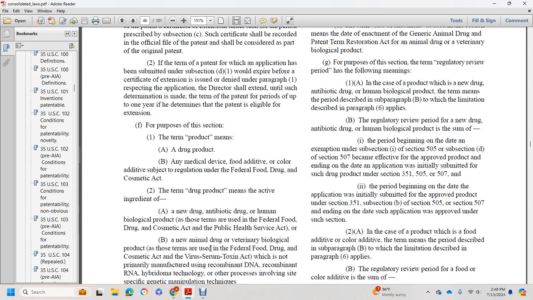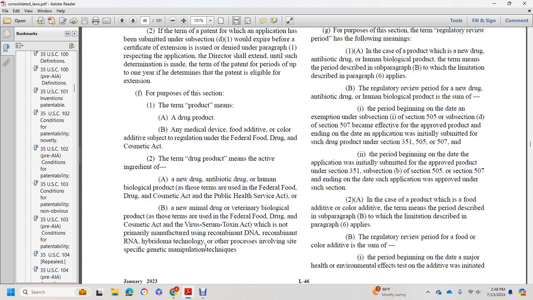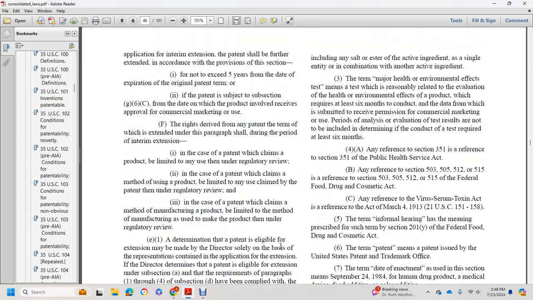Alright, for the purposes of this section, the term product means a drug product, a medical device, a food additive, or a color additive subject to regulation under the Federal Food, Drug, and Cosmetic Act. The term drug product means the active ingredient of a new drug, antibiotic drug, human biological product, or new animal drug or veterinary biological product, which is not primarily manufactured using recombinant DNA, recombinant RNA, hybridoma technology, or other processes involving site-specific genetic manipulation techniques, including any salt or ester of the active ingredient, as a single entity or in combination with another ingredient.